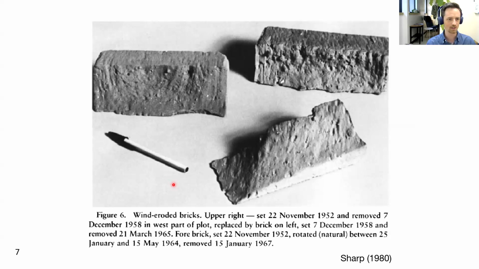We all know what the brick looked like before, and so then you can get an immediate sense of how much erosion happened. So on the upper right-hand side, this brick was set down in 1952, and then he collected it in 1958, put this one in its place. And so that one sat there from 1958 to 1965. And then this brick down here, 1952, in the last 3 years of its exposure, it rotated around. So that was 1964. And then he finally brought it back in 1967. And you can see how dramatically that brick was eaten away by Aeolian abrasion.